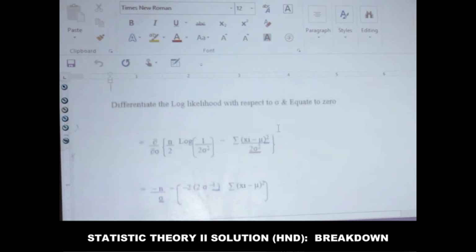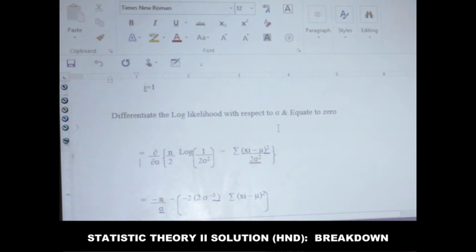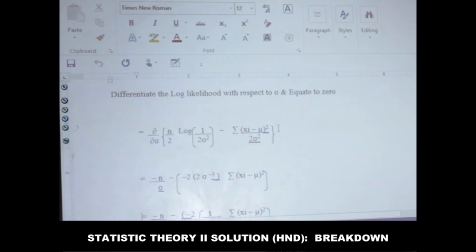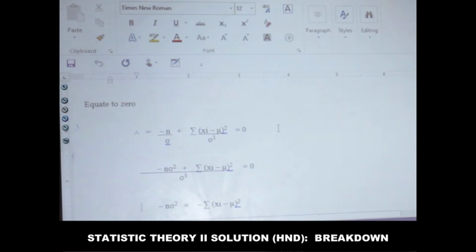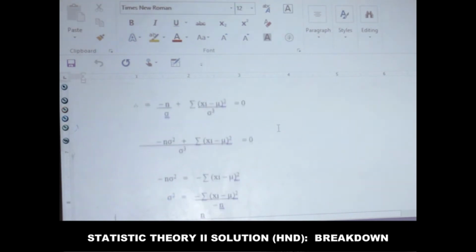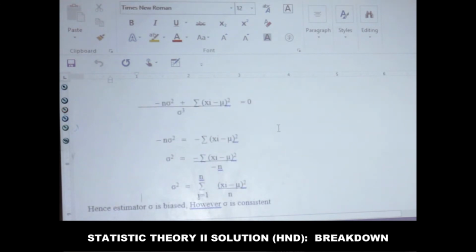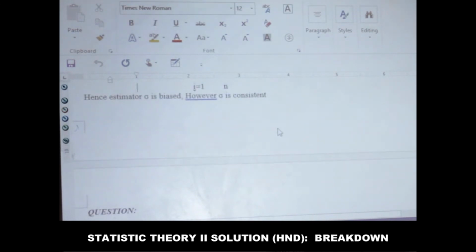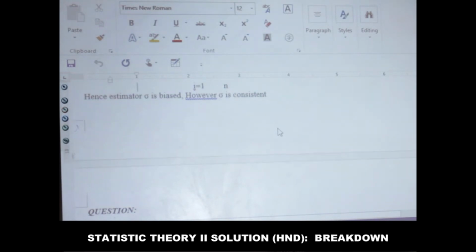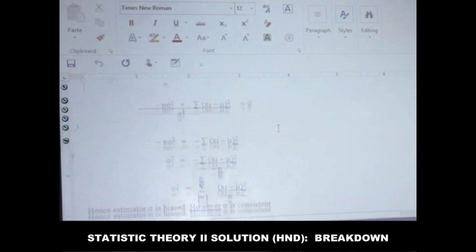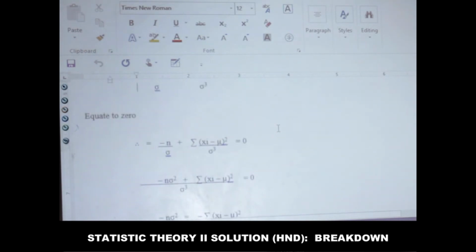Now we are still looking for the maximum likelihood. So now we want to differentiate the log likelihood with respect to sigma and equate to 0. The procedures are there on the screen and the equating to 0 is also there. You go through it, and if there is any explanation that you need, you contact us. So hence the estimator of theta is biased. However, it is consistent.